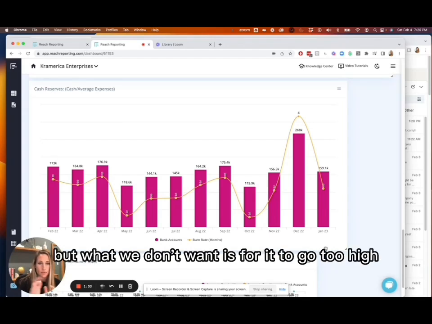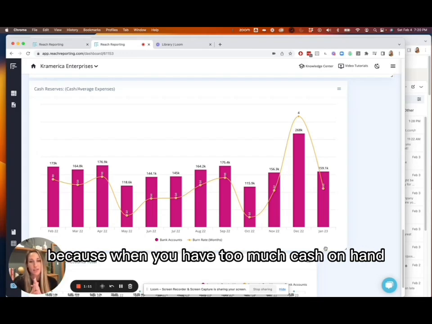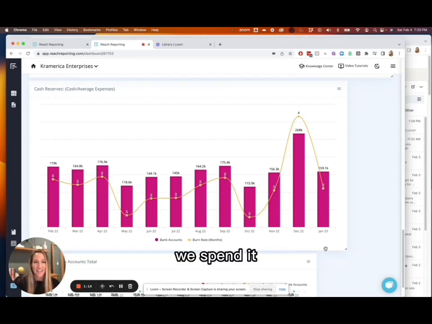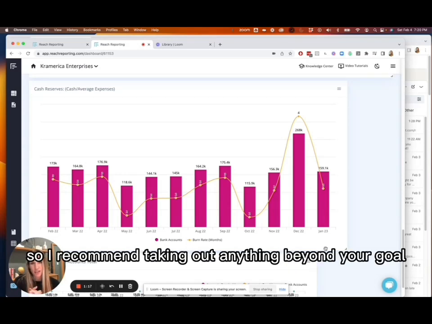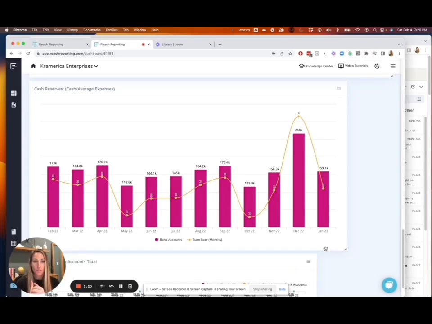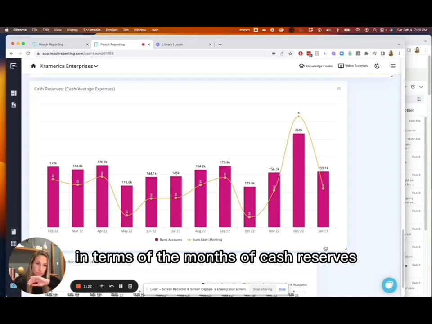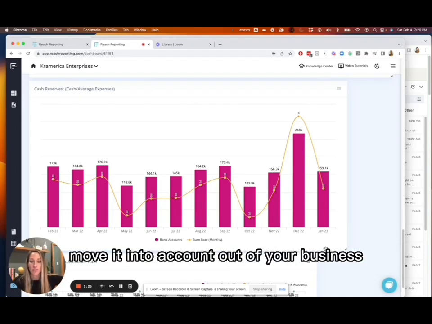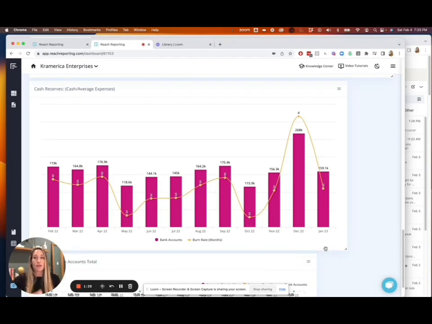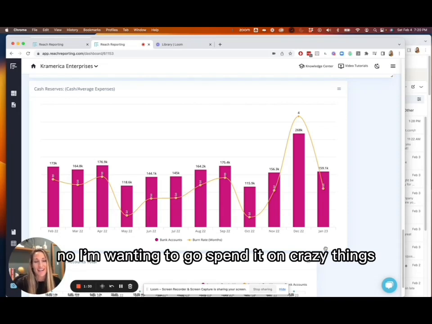But what we don't want is for it to go too high, because when you have too much cash on hand, what do we do? We spend it. So there's really a sweet spot. I recommend taking out anything beyond your goal in terms of the months of cash reserves. Out of sight, out of mind, move it into another account, out of your business, so you're not wanting to go spend it on crazy things.